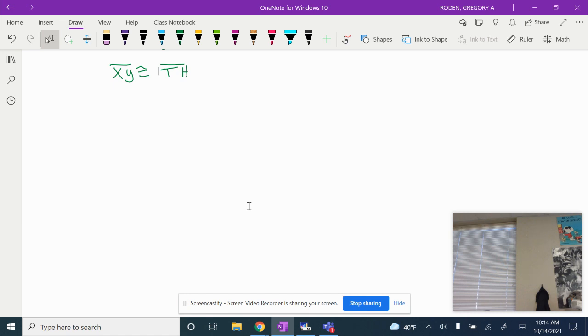Now we're going to use this online, but then I want to have you guys practice with the physical compass also. So you guys see the difference here. Sometimes if you make your given segment a little too long, your compass won't reach, so you have to redo it.